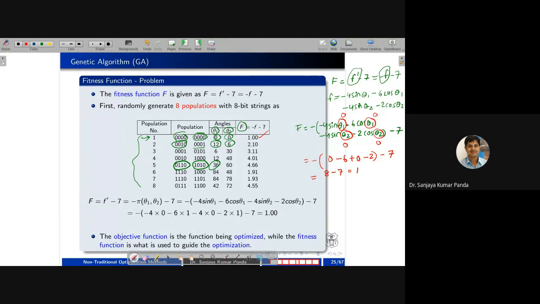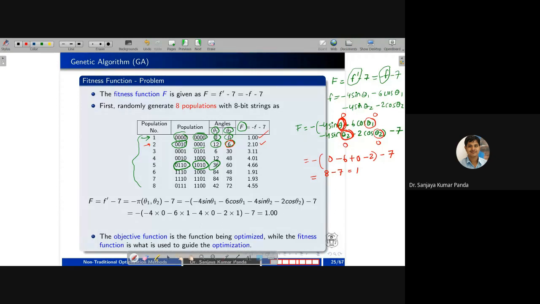Yes, Rachit Verma madam also mentioned that one. So population 2, you can also solve by putting theta 1 value as 12 and theta 2 value as 6. Then you will get the fitness value as 2.10. Now I think it is clear. You are calculating the fitness value for each and every population.